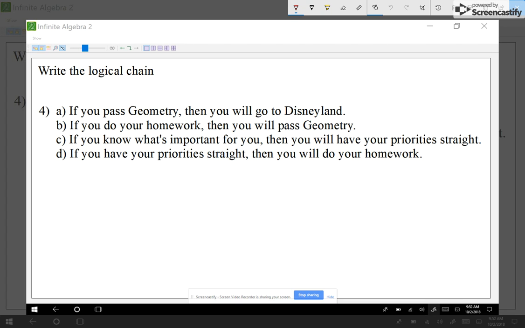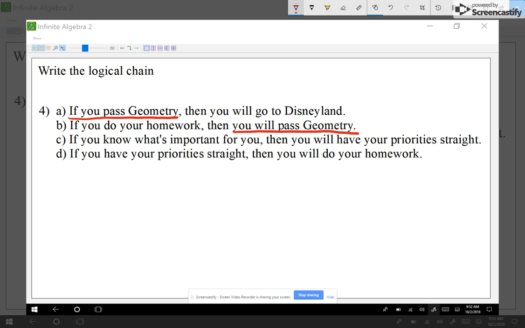If I look at, for example, example B, the second one. Well, the first one says if you pass geometry, then you will go to Disneyland. The second one says if you do your homework, then you will pass geometry. So I noticed that the end of B is the beginning of A. So that's how I know which one comes first. I'm going to say B comes right before A because the way B ends, it's how A starts. So the way one conditional statement ends, that's how the next one is going to start. Does that make sense?